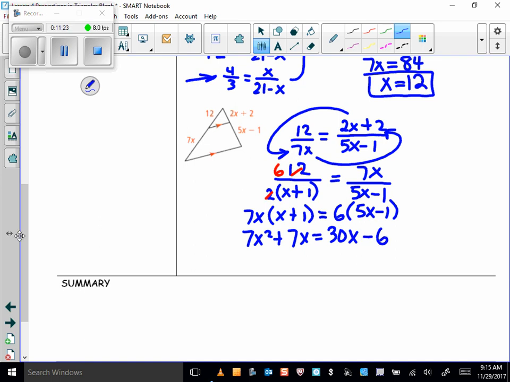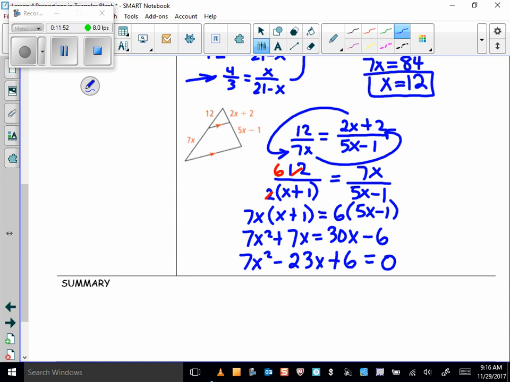Oh boy, we got a quadratic, so I'm thinking we're going to have to factor this thing. So let's get everything on the left and have it equal to 0. 7x squared. 7x minus 30x would be minus 23x. That would be plus 6, and that's going to equal 0. So, this does not look like it's going to be any fun to factor.